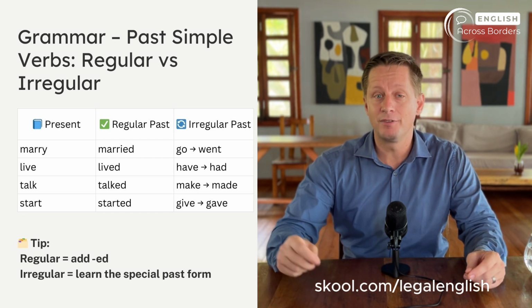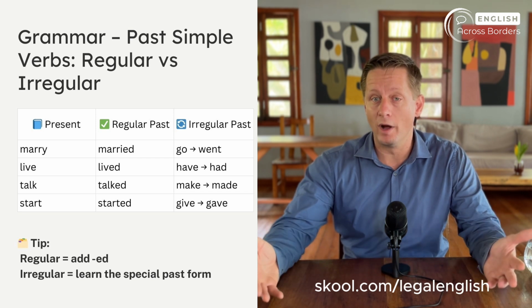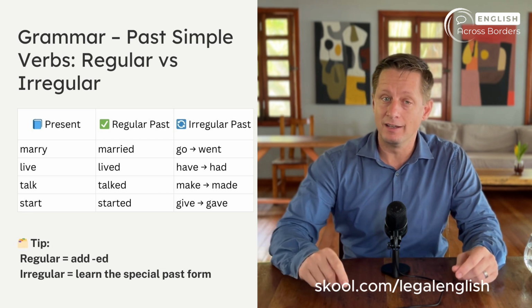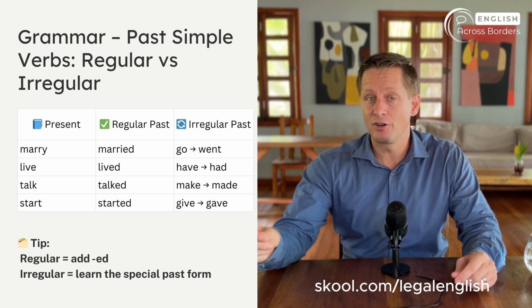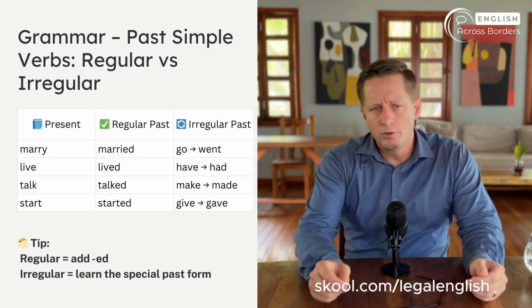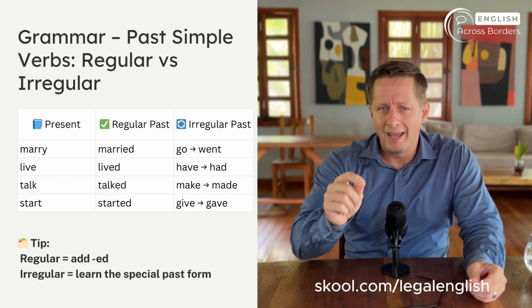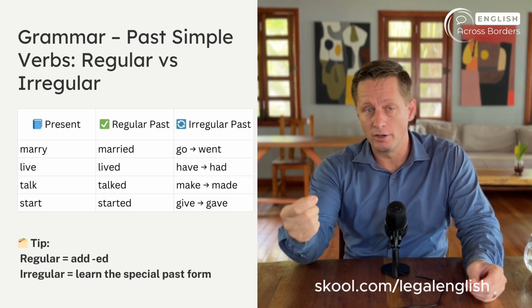Have becomes had. They had many discussions about what to do next. Give becomes gave. Finally, Anna gave Carlos the signed divorce papers. So to review, regular verbs add -ed, like talked, lived, started.